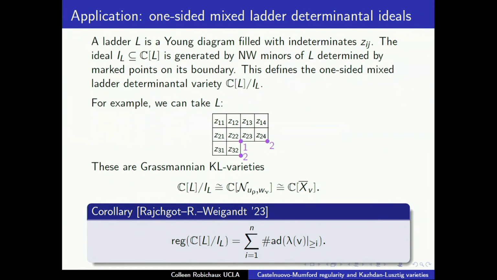And it's also been known for some time, for example, identified in the Knudsen-Miller-Young paper, that these one-sided mixed ladder determinantal varieties are also vexillary matrix Schubert varieties. So again, we can apply our formula for these anti-diagonals to compute the regularities of these one-sided mixed ladder determinantal varieties.